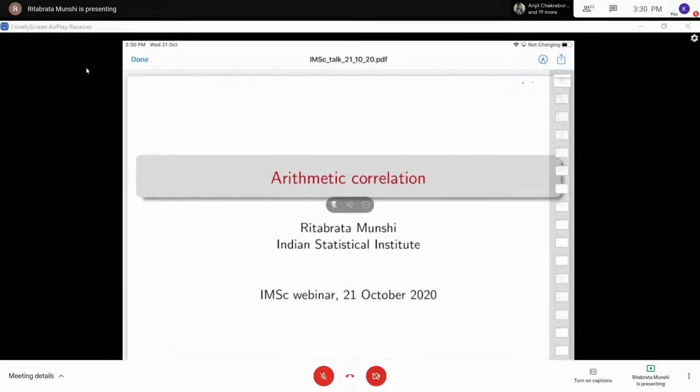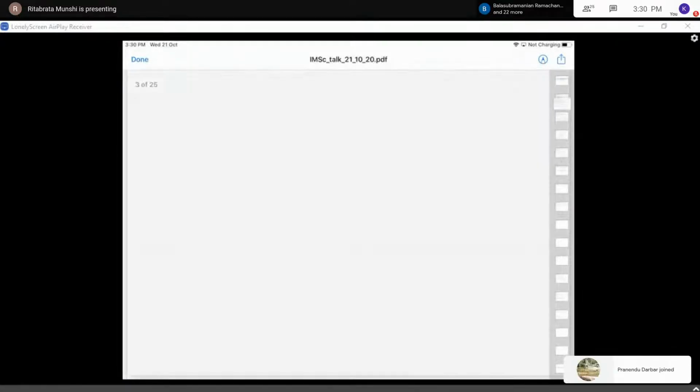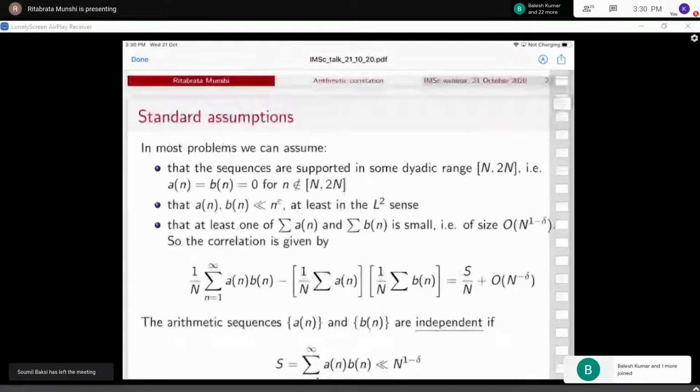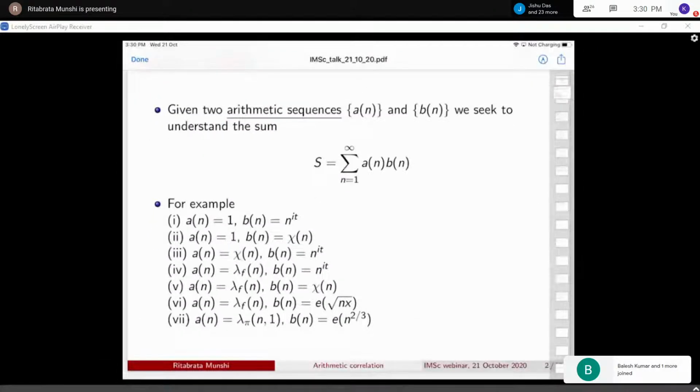Today I'm going to talk about what I'm calling arithmetic correlation. It's about sums like this. Suppose you have two arithmetic sequences, a_n and b_n, and you want to understand the sum of a_n times b_n, where the sum, a priori, is up to infinity, but we'll soon restrict the sum to a dyadic segment.